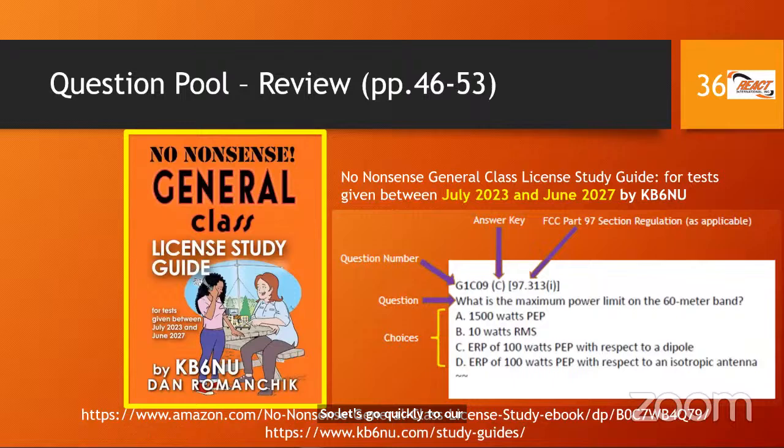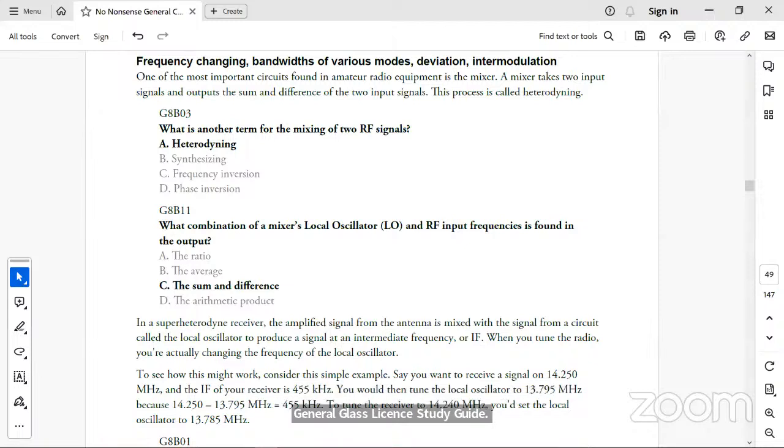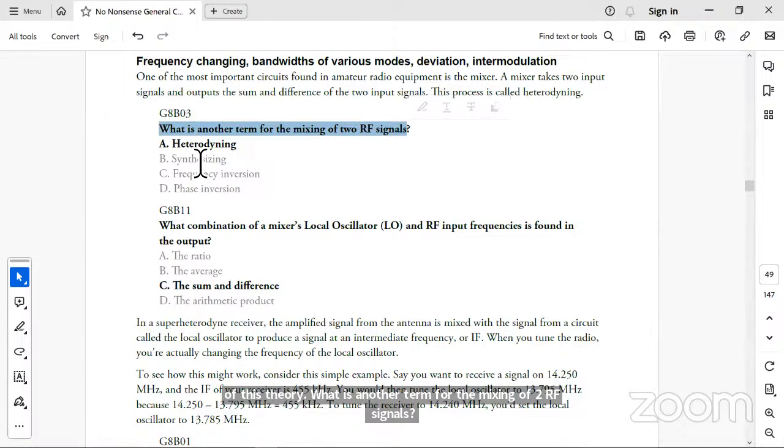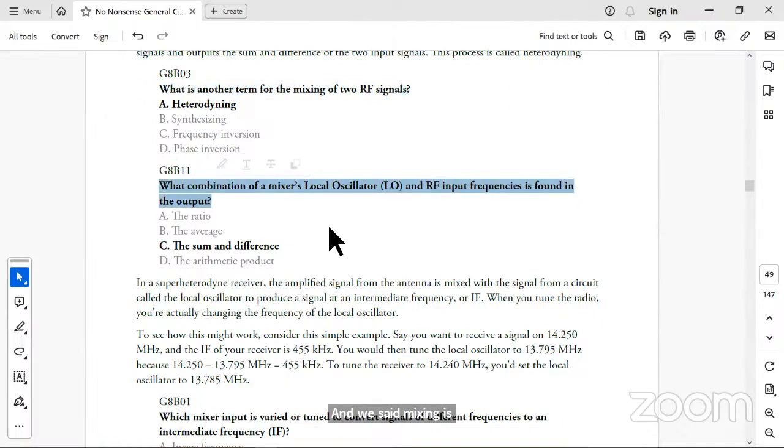question pool review. So today we would have covered pages 46 to 53 in the No Nonsense General Class License Study Guide. All right, so this is our question pool review. Let's see if we can speed through this, right? We covered all of this theory. What is another term for the mixing of 2 RF signals? And we said mixing is heterodyning. Okay, what is the combination of a mixer's local oscillator and the RF input frequencies that's found in the output? Well, you get both the sum of the 2 frequencies as well as the difference.